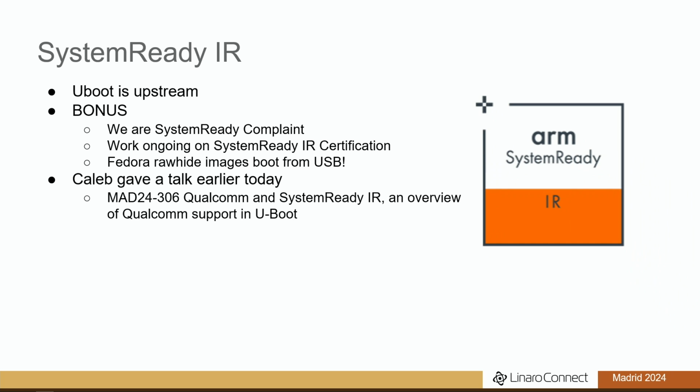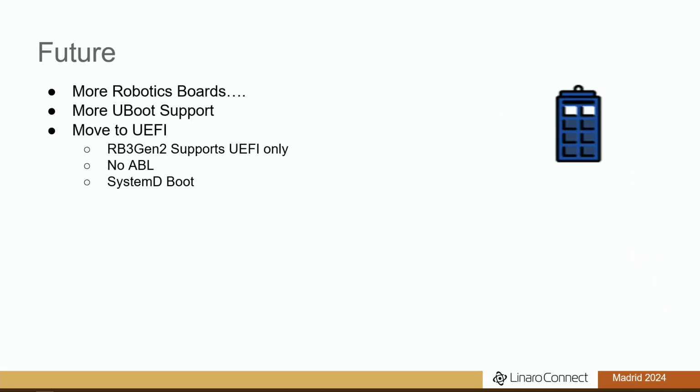So this is it, and what else are we going to do in the future is more robotics boards are coming in from Qualcomm. All of those would be supported in upstream. More U-Boot support, more features in U-Boot will be added. And one of the things Qualcomm is doing, the RB3 Gen 2 board actually doesn't have ABL. It supports UEFI, and we are going to start working on UEFI as well. So this is on our roadmap for now.